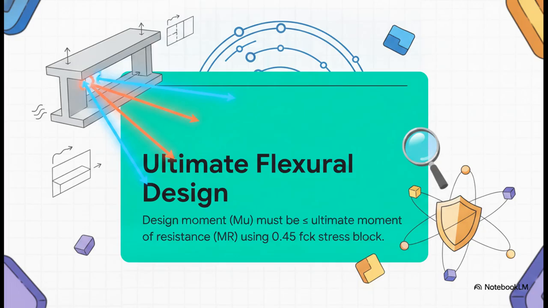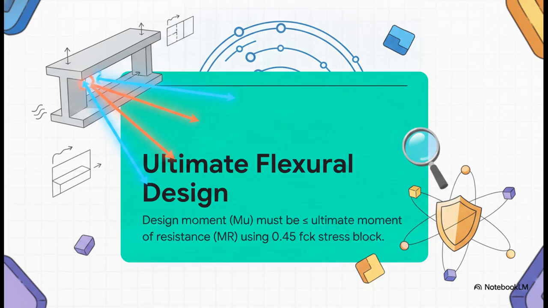This essential equation right here is the absolute bedrock upon which all our complex calculations are going to be built today. The ultimate design moment, MU, absolutely must be less than or equal to the ultimate moment of resistance of the section, MR. And how do we find that resistance? We use the stress block concept.